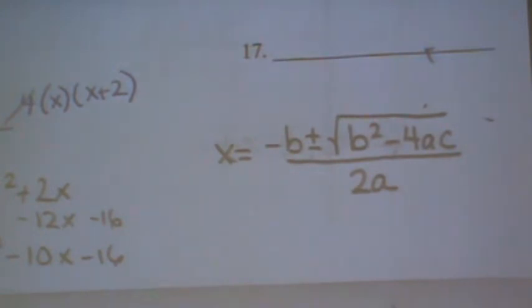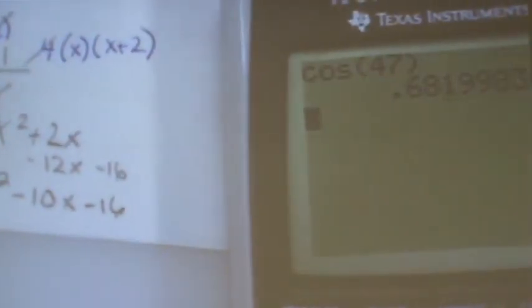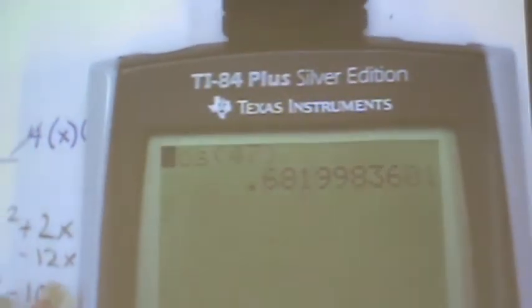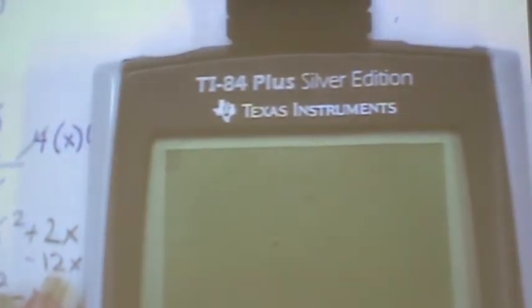We don't have our Inspires back yet, because they have them for testing, so I have to use this one. Actually, I do have one Inspire. I'm gonna show you both since we have time. How do you do this problem on the calculator, since you guys hate the quadratic formula?